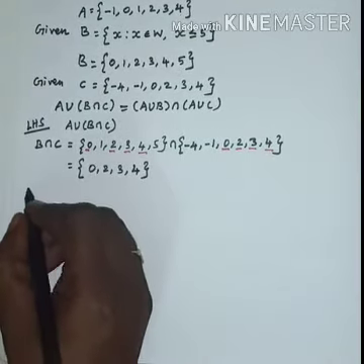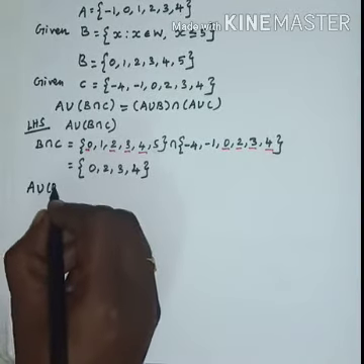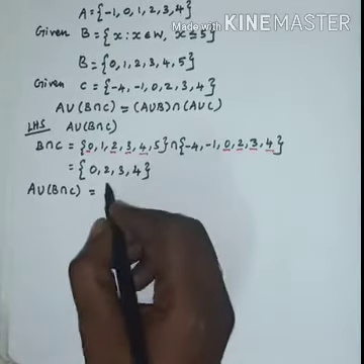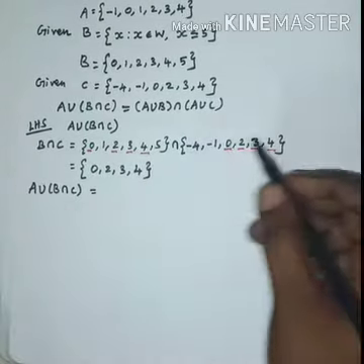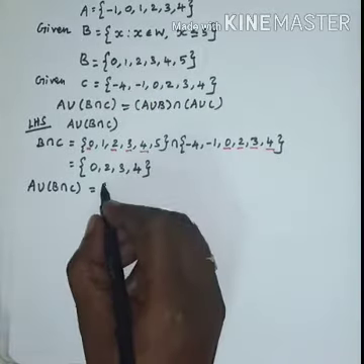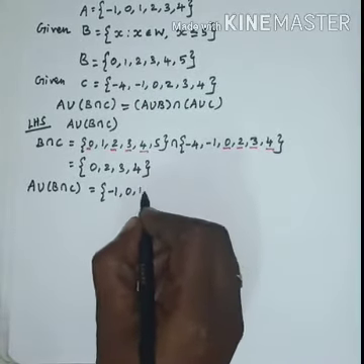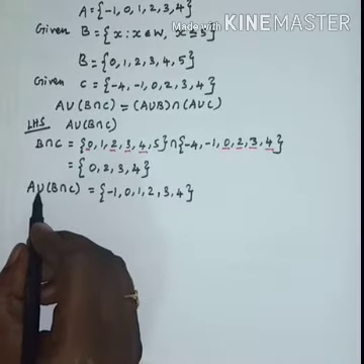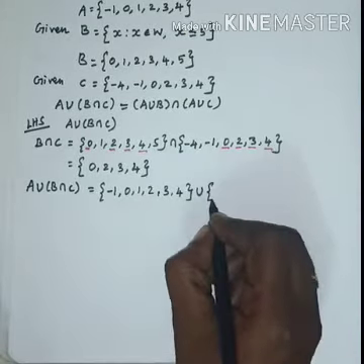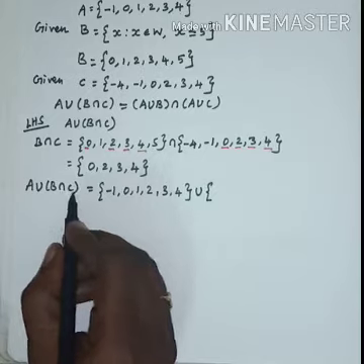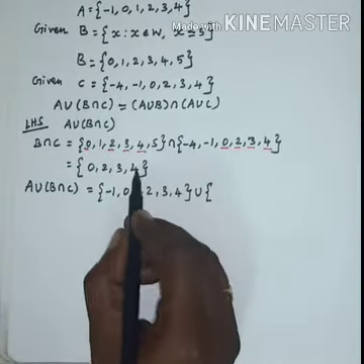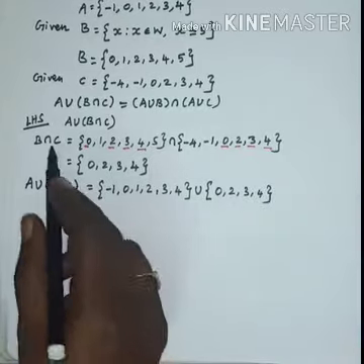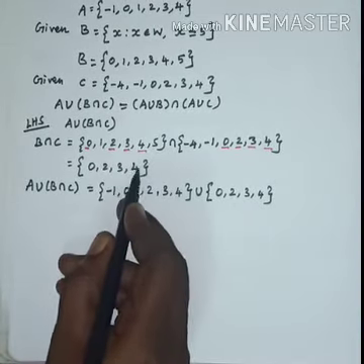And then here we have A union B intersection C. In the left hand side, we have A union B intersection C. So what are the elements in A? The elements of A are -1, 0, 1, 2, 3, 4. And then the union symbol is given here, so put the union symbol. And then B intersection C is nothing but 0, 2, 3, 4. We found here, B intersection C is nothing but 0, 2, 3, 4.